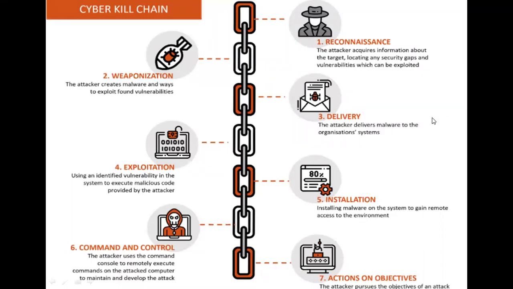So the first phase within the cyber attack chain is reconnaissance, right? It is still information gathering. Like I said earlier, 60% of your time should be spent doing reconnaissance, because if you can find enough rich information about your victim, it's going to be very easy for you to exploit them. So as you can see on the screen, this is where the attacker acquires information about the target, locating the security gaps and vulnerabilities that they can exploit.